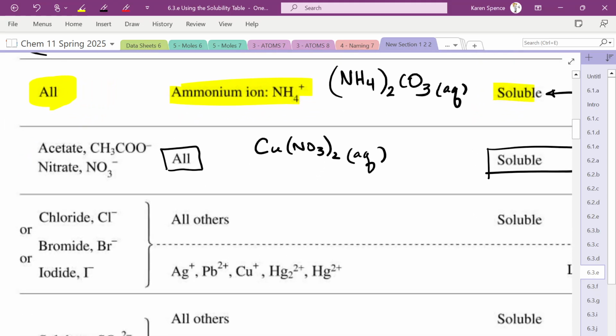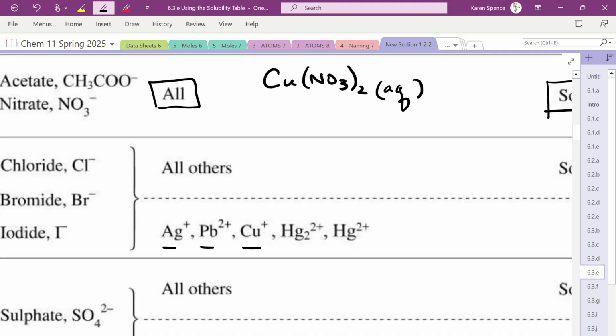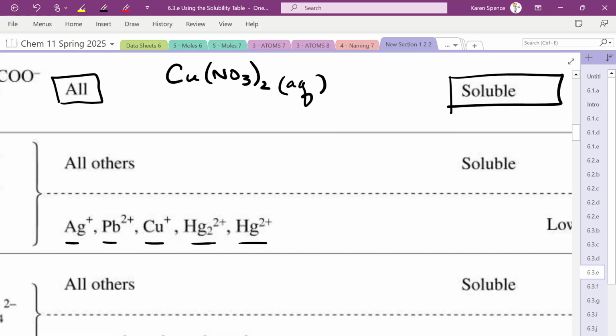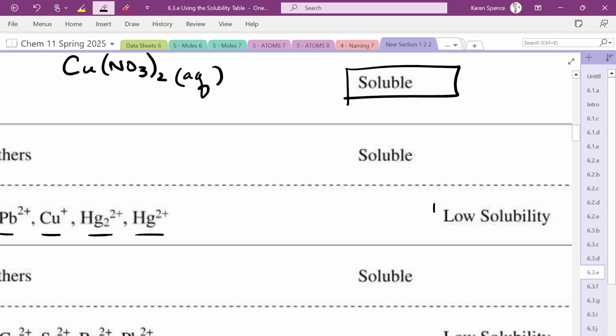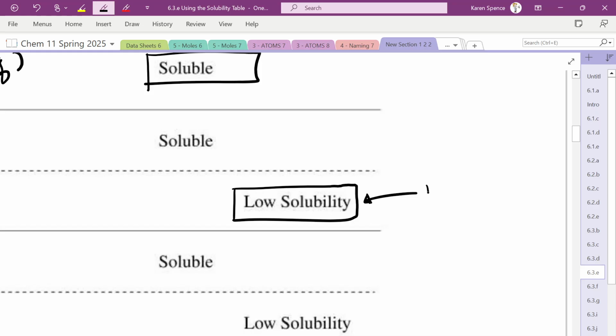Now we get into the more interesting ones. So if I have chloride, or bromide, or iodide, and I put it together with silver or lead or copper plus or mercury 1 or mercury 2, it is going to be low solubility. And low solubility means it does not dissolve. So it does not dissolve in water. If it does not dissolve in water, what state will it be? Solid.